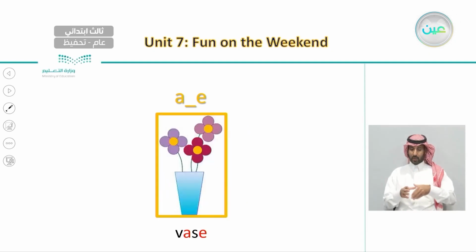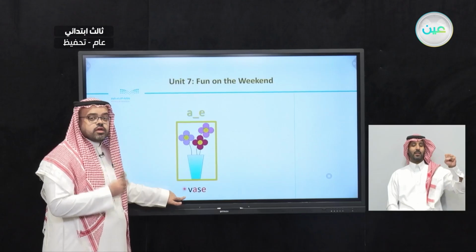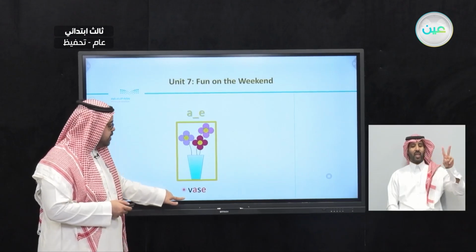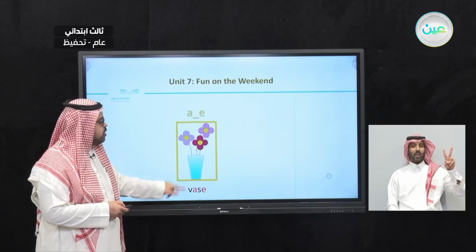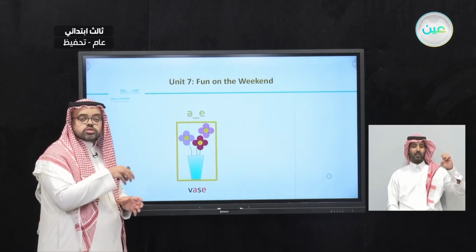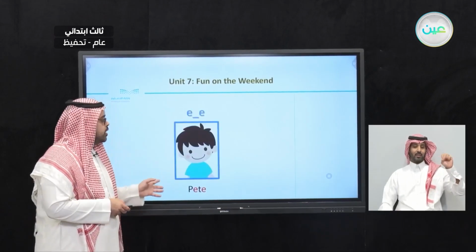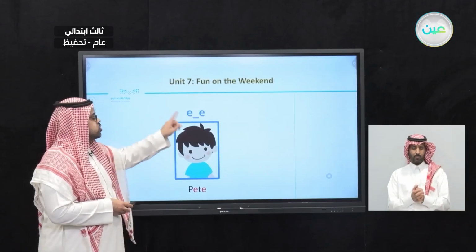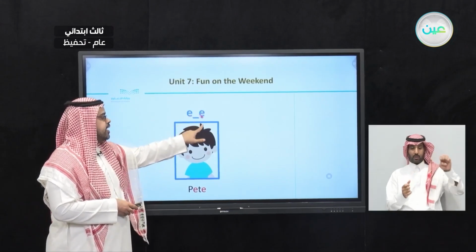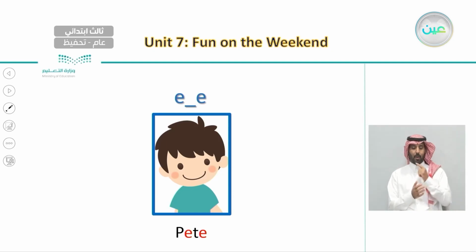The last word in the AE group is vase. Not F, it is pronounced as V. Vase. So a vase is where we put our flowers. Next we have the second group, words that have E and E, like the name Pete. Pete. So this word has two E's.